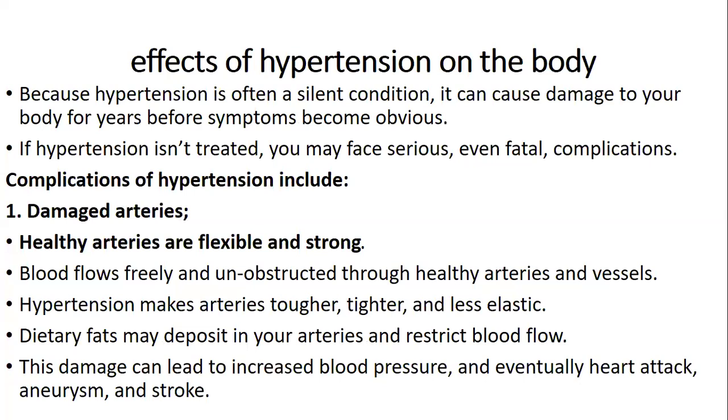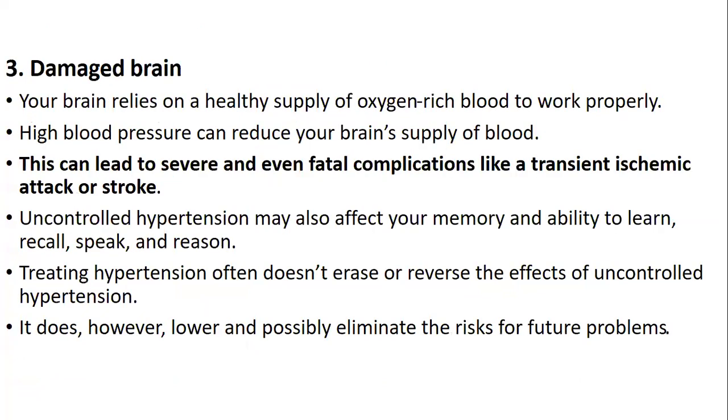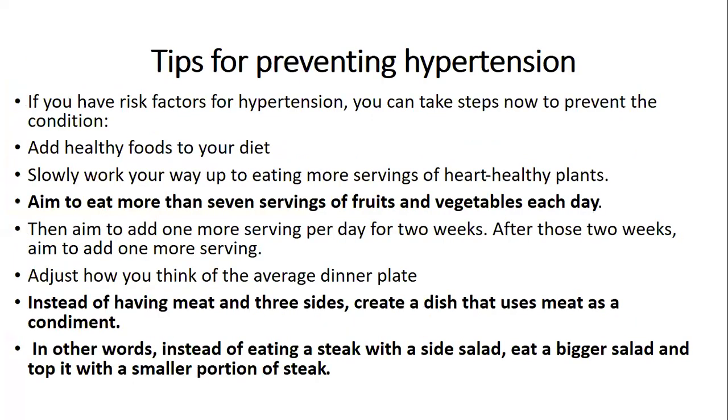Effects of hypertension in the body. It is very bad. It has very negative complications on the body, and it can cause damage to the arteries. Healthy arteries are flexible and strong, but hypertension can cause damage to the arteries, cause some obstruction, and make them inelastic, as well as damage the heart, causing heart attack, arrhythmia, and sudden cardiac death. It can cause brain damage, which may also result in conditions such as stroke.